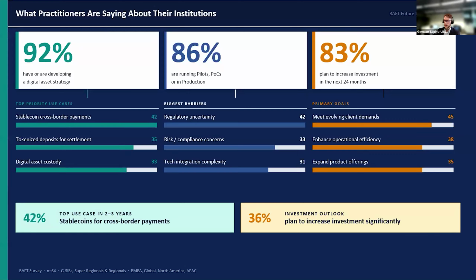At the same time, the main constraints are not the technology itself, but regulatory uncertainty, risk and compliance requirements, and also integration complexity. In terms of where banks see real value, the priorities are very clear. Stablecoin-based cross-border payments and tokenized deposits rank as the most relevant near-term use cases. Importantly, adoption is being driven primarily by client demand and the need to improve operational efficiency, rather than pure cost reduction. This is a critical shift.